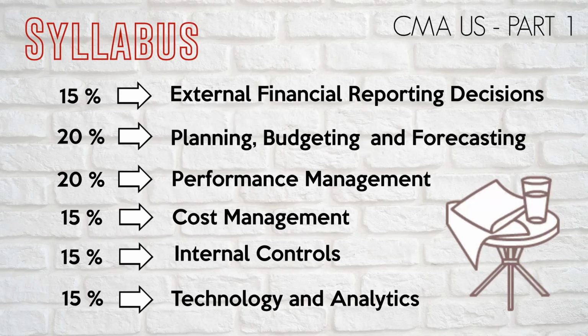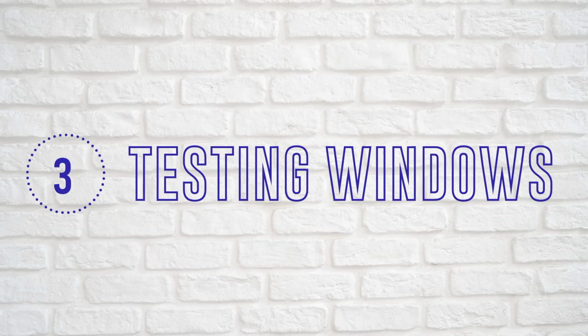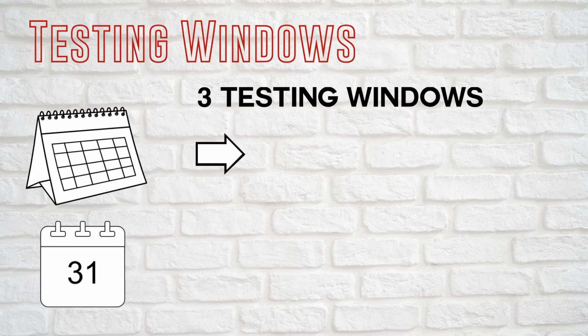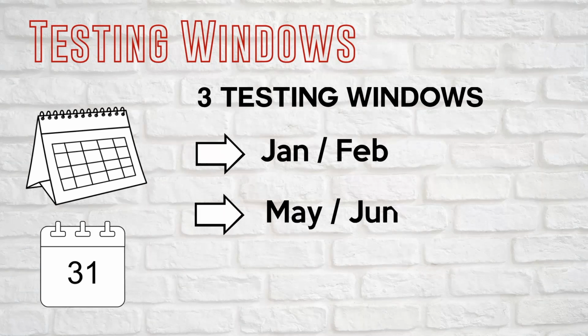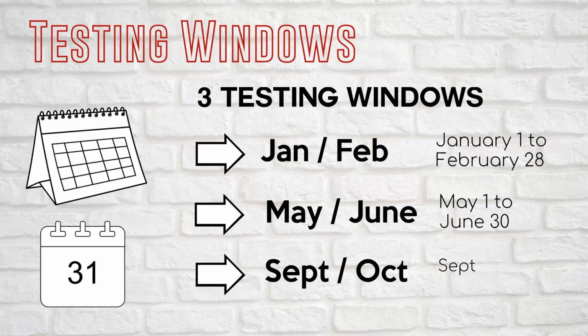Now let's talk about the testing windows. There are 3 testing windows when you can take the CMA Part 1 exam. So the first testing window is January and February, then May and June, lastly September and October. So for instance, you can select your testing date on any day in the months of January and February.